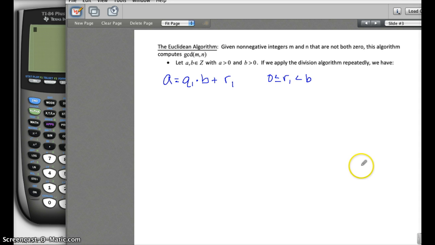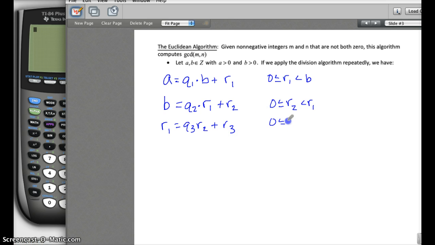So now, since we just showed in our last theorem that the GCD of A and B is equal to the GCD of B and the remainder, I'm now going to think about using the division algorithm on B and R1. So I'm going to take B and find the quotient, we'll call it Q2, that goes with R1, and find a new remainder, R2. So this R2 is now between 0 and R1. And now in the same way, I'm going to look at R1 and R2. R1 is some quotient times R2 plus another remainder, where R3 is between 0 and R2.